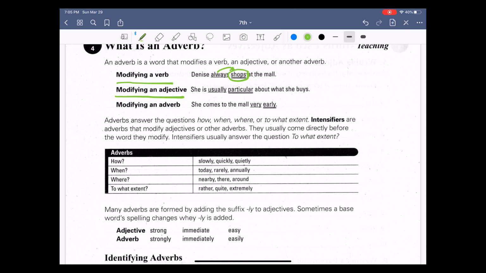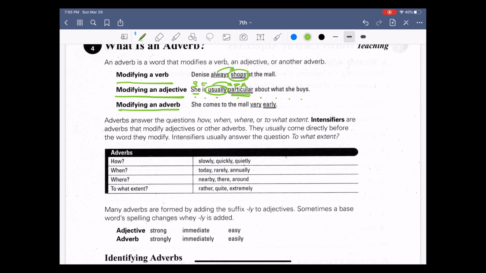An adverb can modify an adjective. She is usually particular about what she buys. Here our adjective is particular. She equals particular. If you can remember that, is is our linking verb. She is the subject and it's linking to particular, which in this case is a predicate adjective, and usually is an adverb telling you when she's particular.